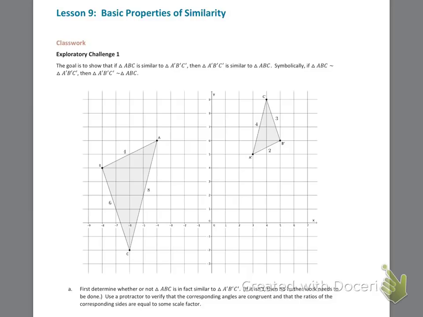So let's first go ahead and get a protractor and measure the angles in this diagram. Okay, so you want to check angle A and A prime, make sure they're the same, B and B prime, and C and C prime. So go ahead and do that now.